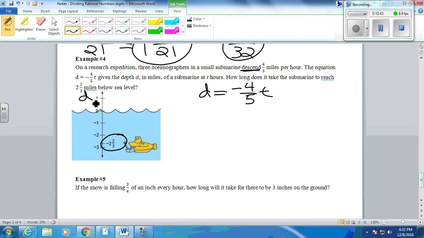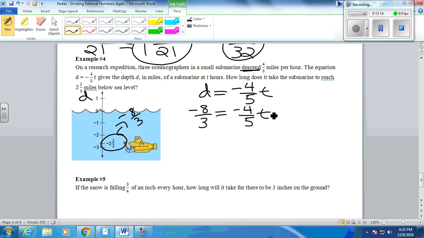So I'm going to take -2 2/3 and change that to an improper fraction, because I know that eventually that's what's going to happen in the question. So I'm going to get -8/3. So I'm going to substitute -8/3 in place of the d, and then have -4/5 t. Now, we can solve this problem by dividing both sides by -4/5 and going on our merry way. But we need to know how to solve this in another way.